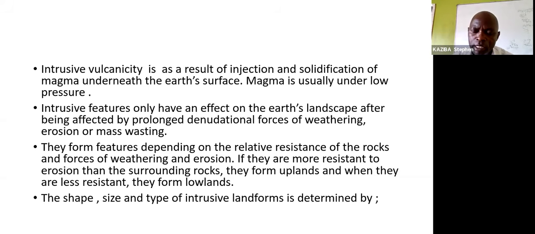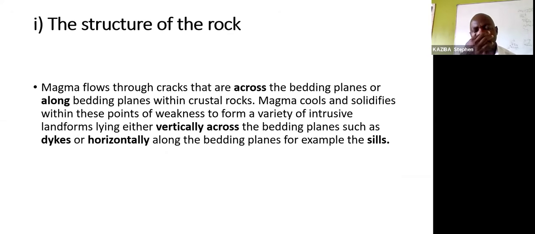If the rocks are soft, what forms are usually depressions. If the rocks are hard, what forms are usually highlands. So the formation of intrusive features depends on the following. First of all, it depends on the structure of the rocks. So you have to point out these ones. Sometimes magma flows through cracks that are across the bedding planes or along the bedding planes. For example, during the formation of a sill, magma is intruded either vertically or horizontally. That's why you have to mention these factors which influence the formation of the features.